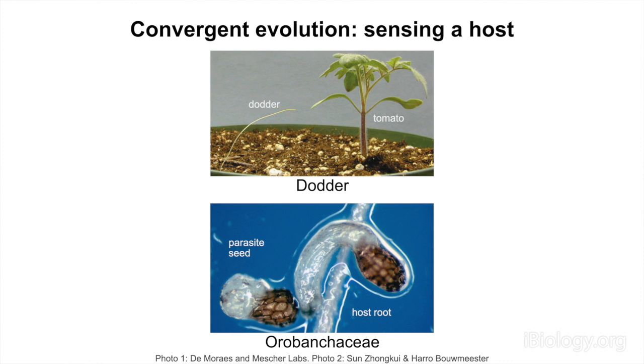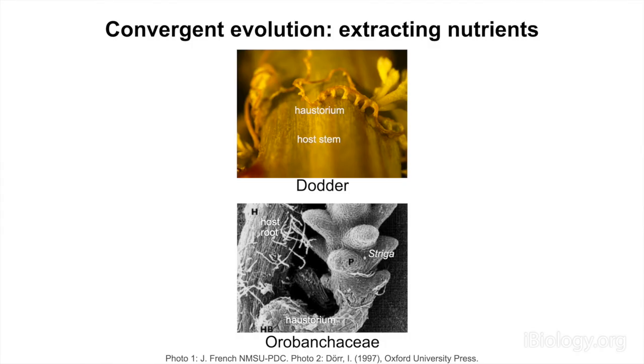At the bottom, we have a parasitic plant from the Orobanchaceae family. And for some parasites in this family, host detection has to happen before seed germination. So it's usually happening underground when those parasite seeds pick up on hormones released by host plants. So these host detection mechanisms are different in the two groups of parasites shown here, but they serve a similar purpose, which is to connect the parasitic plant with its host.